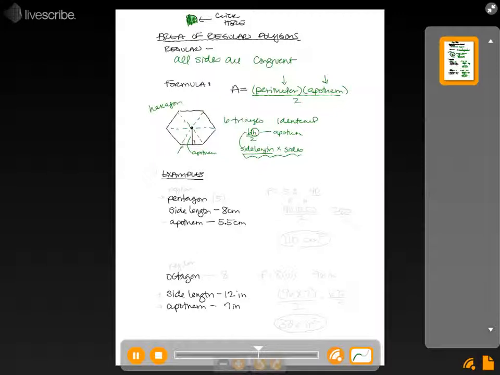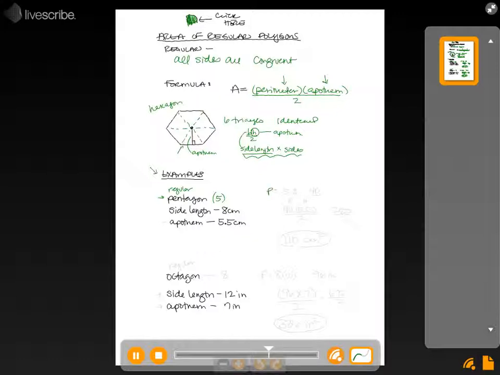Your problems aren't going to be that difficult. We have 2 examples here. The first one says that we've got a pentagon with a side length of 8 and an apothem of 5.5. We have to remember how many sides a pentagon has. It has 5 sides. I forgot to say that it was regular. If it's not regular, we wouldn't be able to find it. So we're just going to assume that this is a regular pentagon.